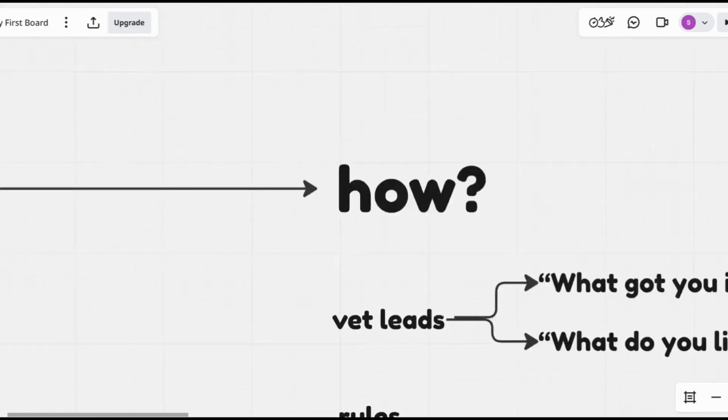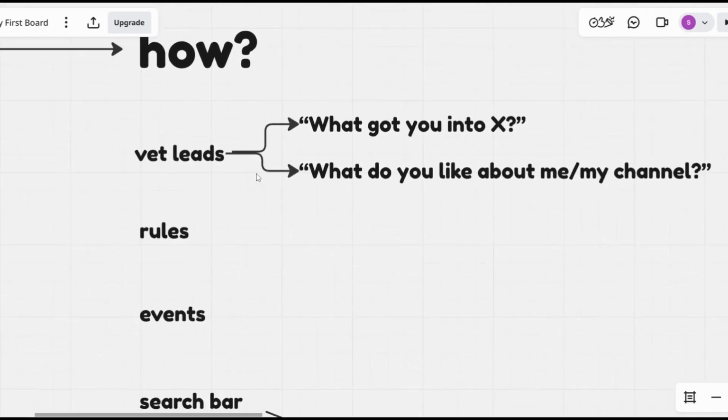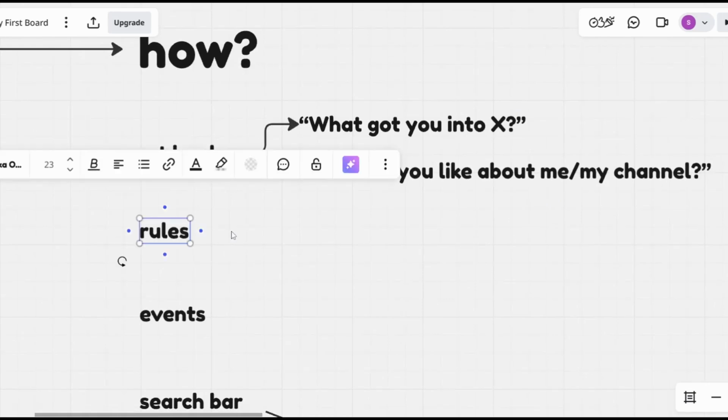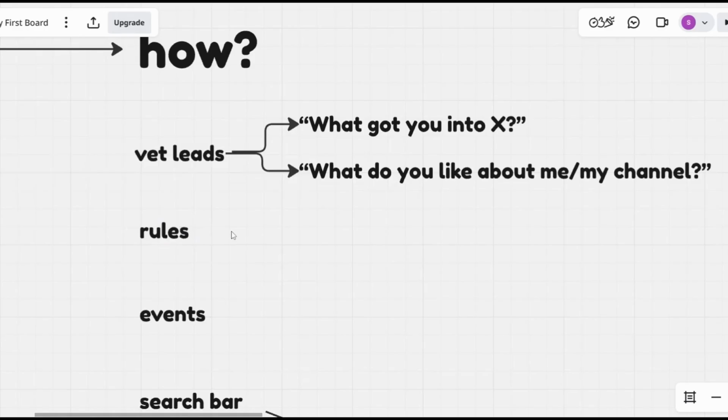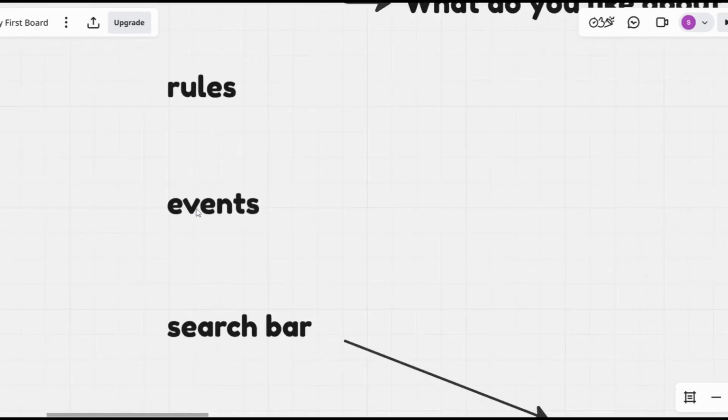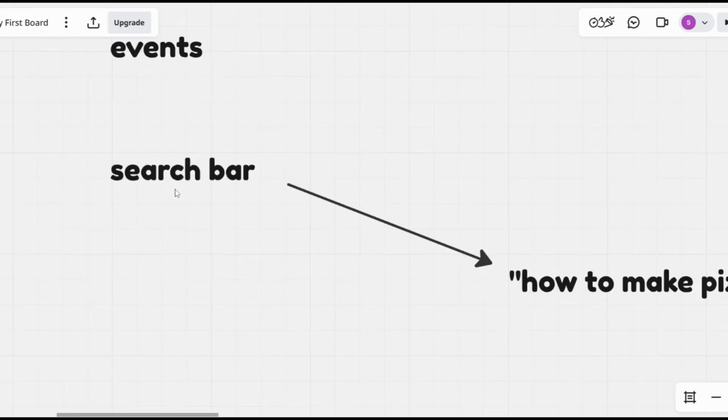The first thing you need to do is vet your leads. You can do this by asking questions like, what got you into X? Or what do you like about me or my channel? The next thing you have to do is put very strict rules in place, while also making sure that you properly enforce them. So make sure that you have a good moderation team. Then make sure that something is going on inside of your community. You can do this by organizing online events, which is something I plan to make a video on. Finally, you need to force people to use the search bar.